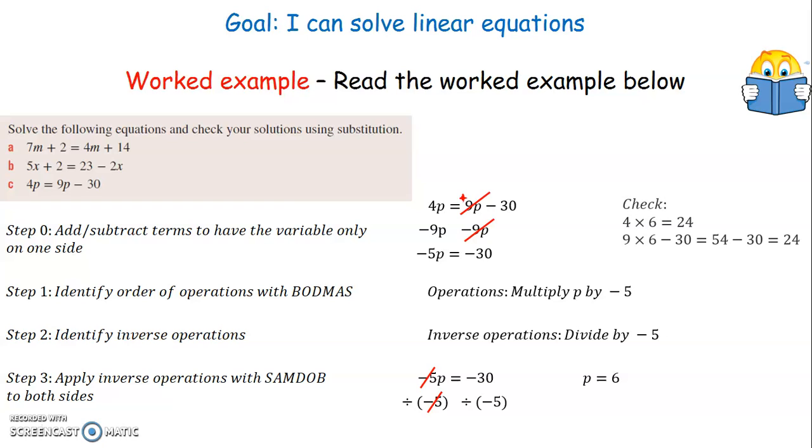Check our answers. 4 times 6 is 24. And then on the right hand side, we got 9 times 6, which is 54. 54 minus 30 is also 24. Perfect. So we've gone through one more kind of linear equation.